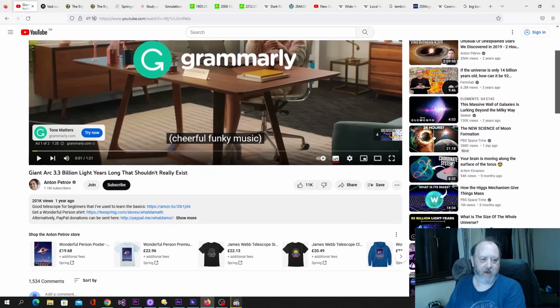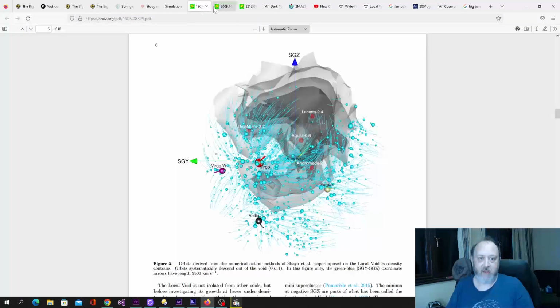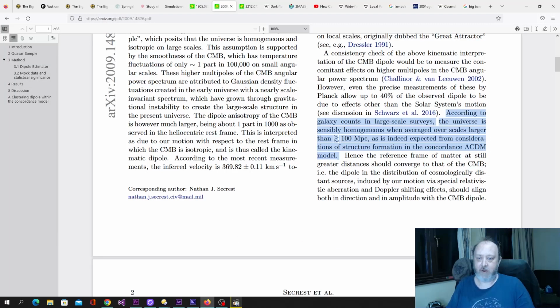It's a giant arc, 3.3 billion light years long, that shouldn't exist. And then there's another one that's 8 billion light years long. So they're finding these structural formations within the universe that are in complete violation of the cosmological principle, that the universe should be both homogeneous and isotropic.